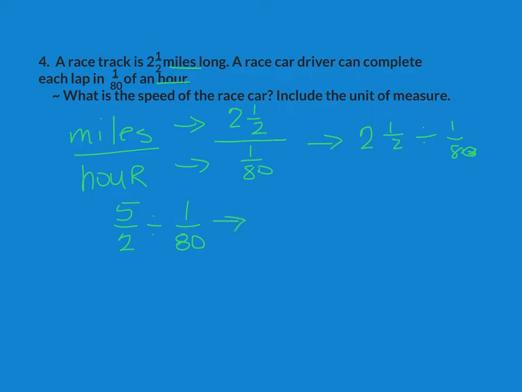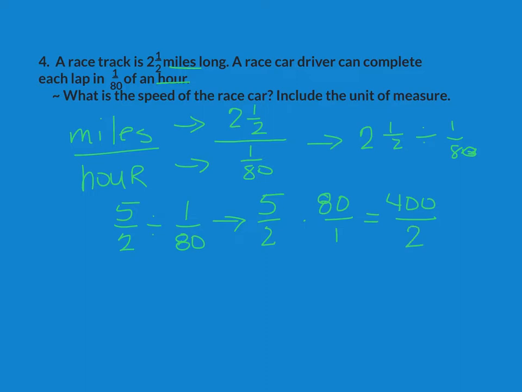Sing the math Macarena. Keep the first, flip the second, then you multiply. Keep the top with the top. 5 times 80 is 400. You shouldn't need a calculator to do that because 5 times 8 is 40. Throw that extra 0 on, that's 400 divided by, or over, 2 times 1, which is 2.